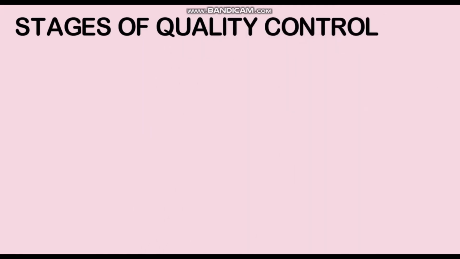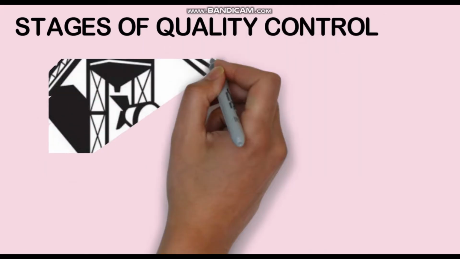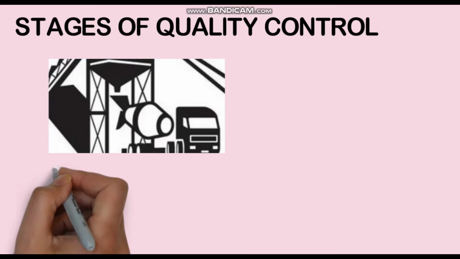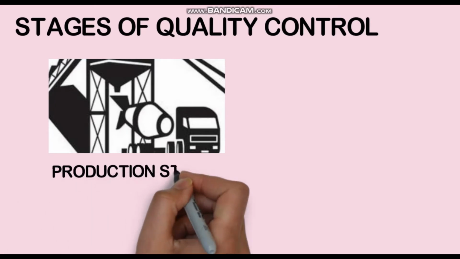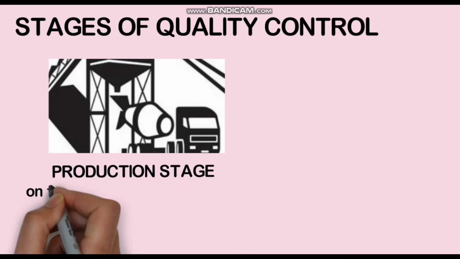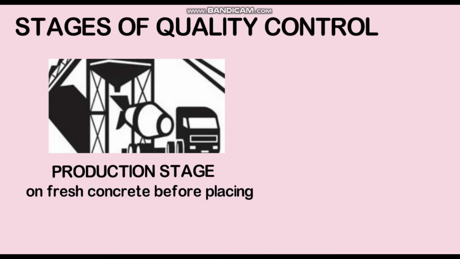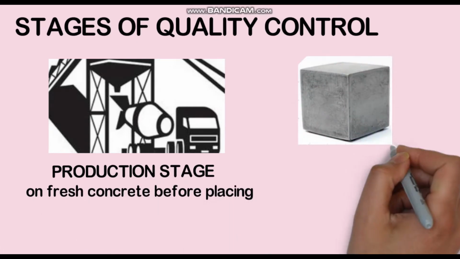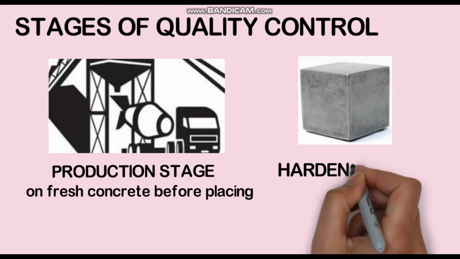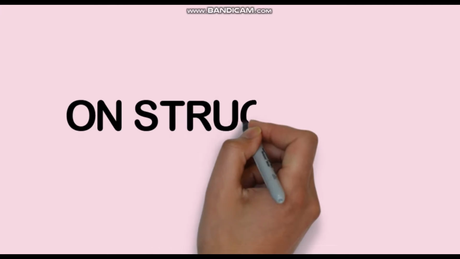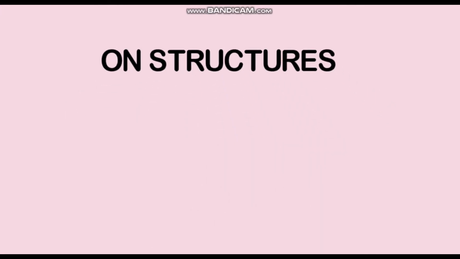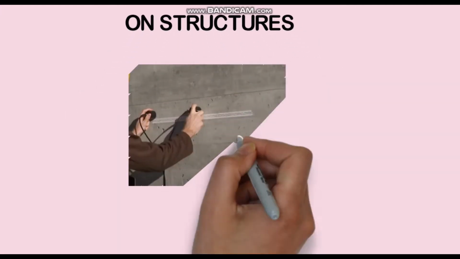The quality control can be done in different stages. First is the production stage, that is on fresh concrete before placing, and then the hardened stage, that is on the hardened concrete specimen, and on structures, that is after concreting, tests done on structures.